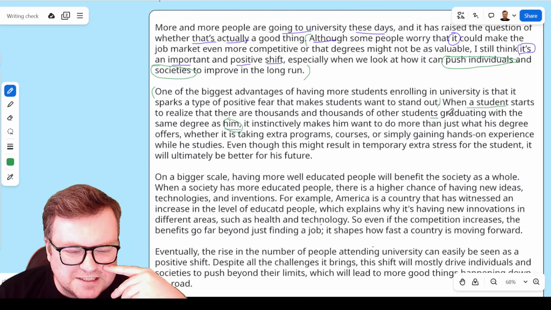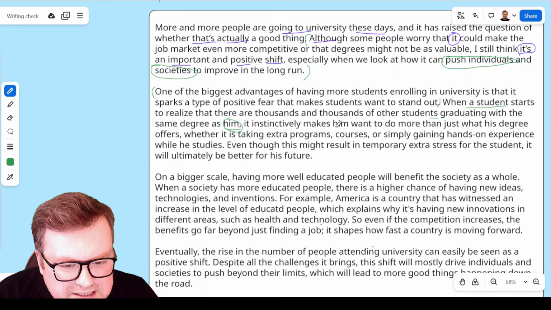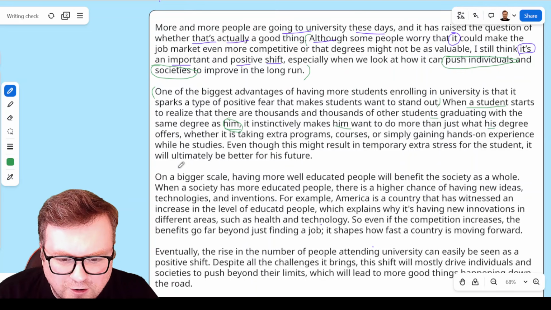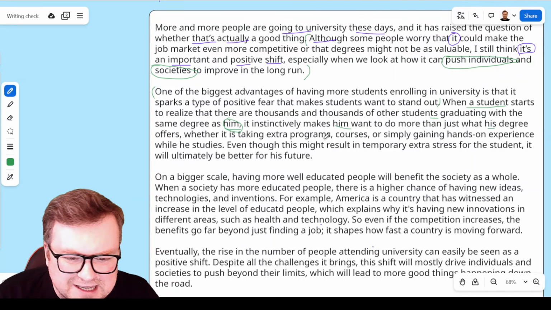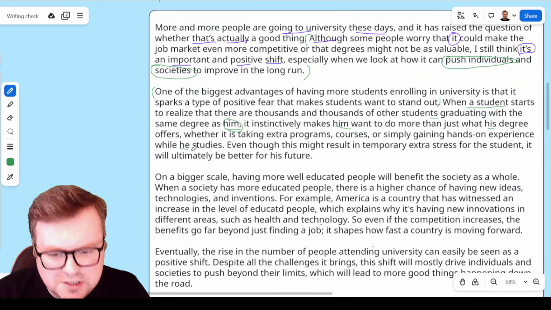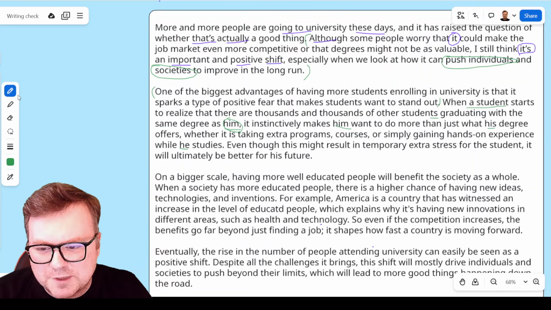Okay, it instinctively makes them want to do more than just what their degree offers, whether it is taking extra programs, courses, or simply gaining hands-on experience while they study. So we have to be careful with that.